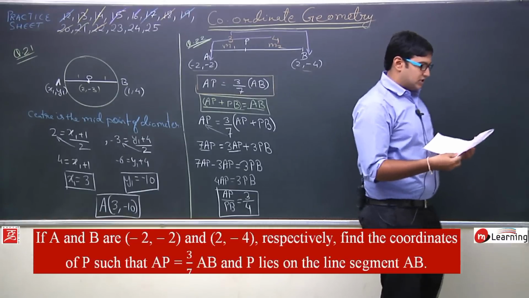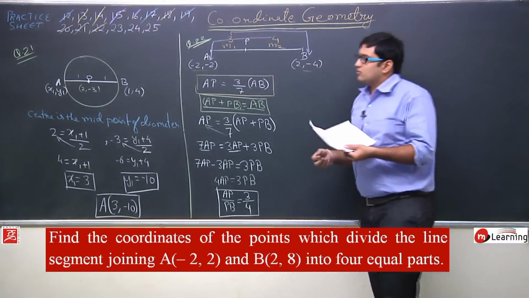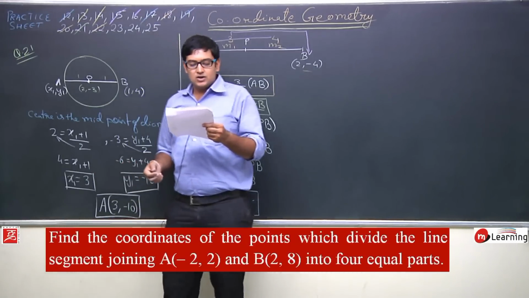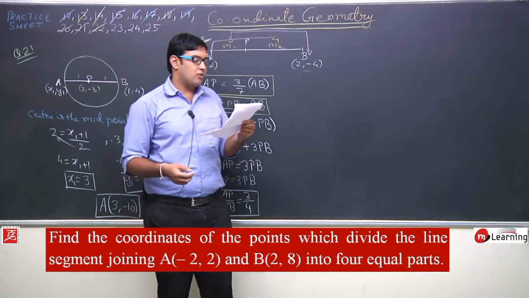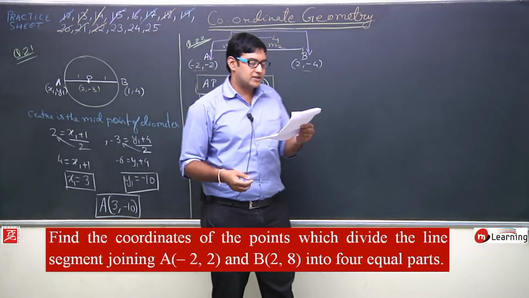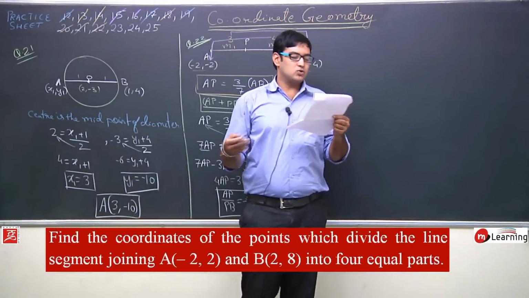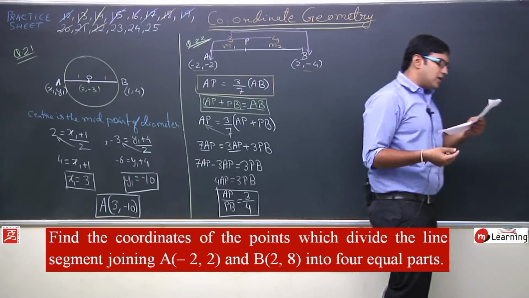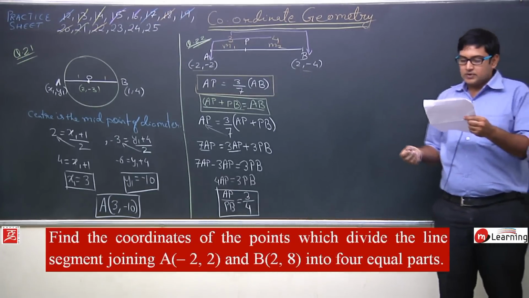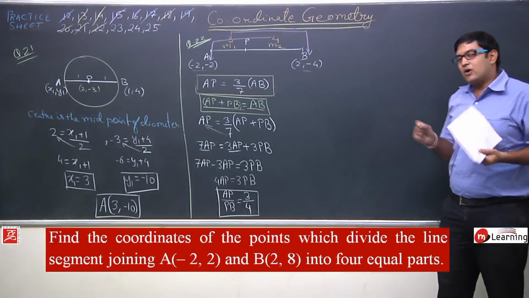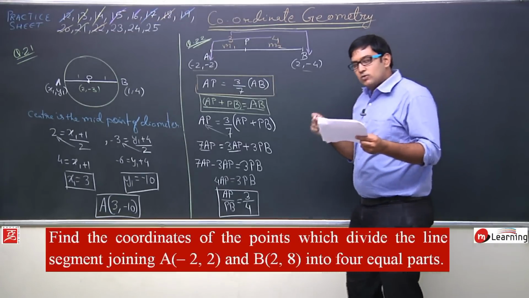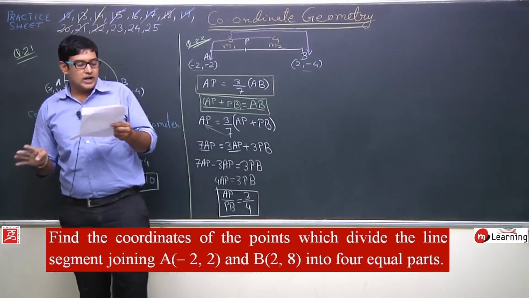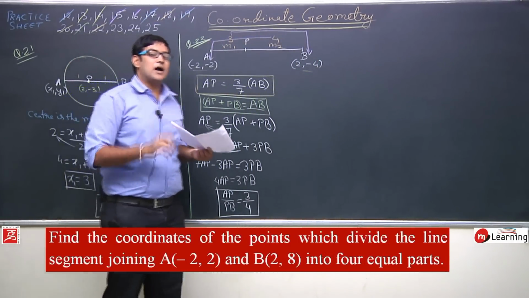Let us move to question number 23. I am going to solve question number 23 now. Question number 23 says find the coordinates of the points which divide the line segment joining A -2,2 and B 2,8 into 4 equal parts. Okay, so there is a line segment formed by joining A -2,2 and B 2,8 and it is divided into 4 equal parts.